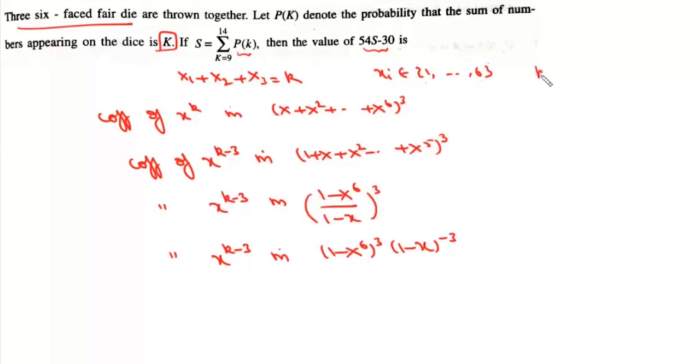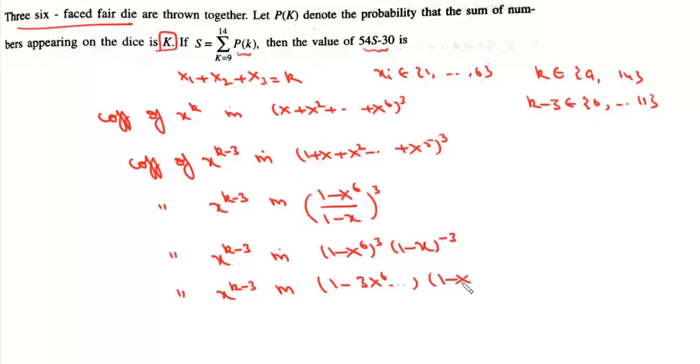Now the value of k lies from 9 to 14. Now k minus 3 is 6 up to 11, so this power goes from 6 to 11. So we can write this as, we need to find the coefficient of x to the power k minus 3 in 1 minus 3x to the power 6, and we'll discard higher powers, into 1 minus x to the power minus 3.